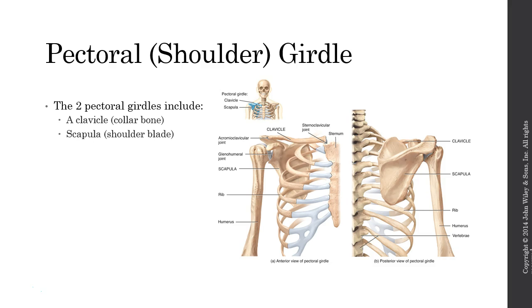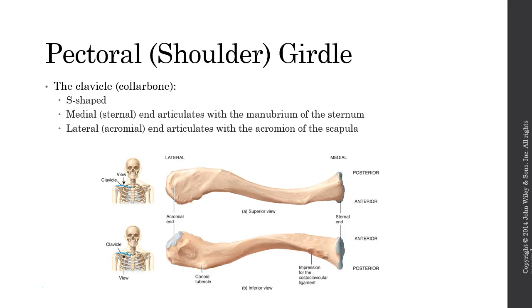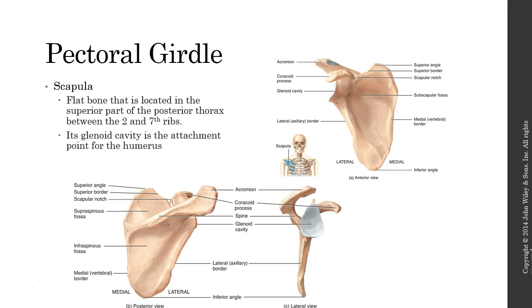First, we have the pectoral or shoulder girdle made of the clavicle and scapula. Clavicle is a nice curvy long bone here, kind of S shape. The scapula, we have a few features to take a look at. So with the scapula, this is the anterior view. So this area here lies against the posterior rib cage.